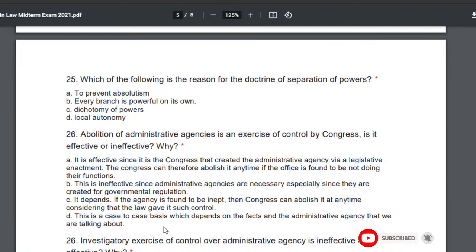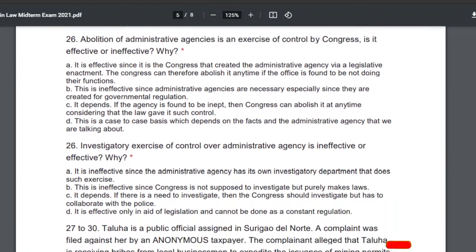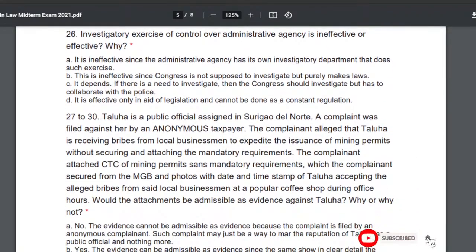Letter D, this is a case-to-case basis which depends on the facts and the admin agency that we are talking about. Number 26. Investigatory exercise of control over a government agency or admin agency is ineffective or effective? Why? Investigatory exercise, okay, of control by the Congress.